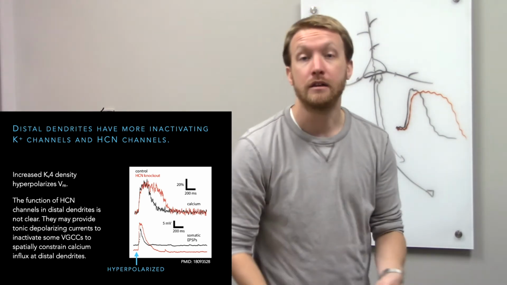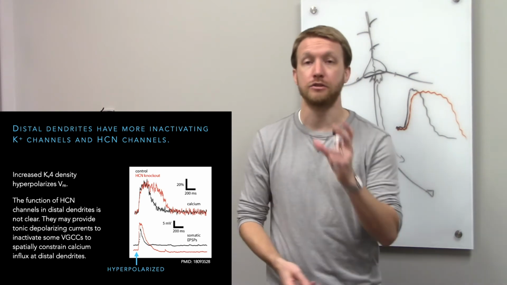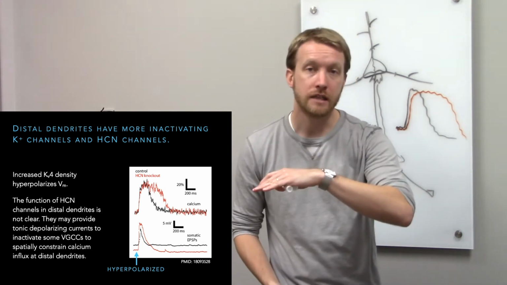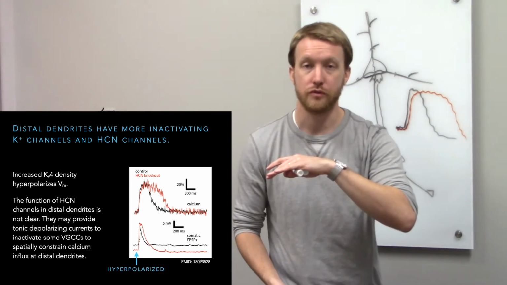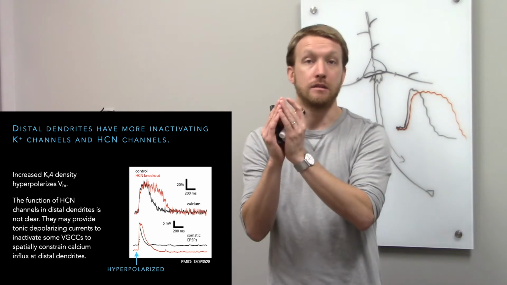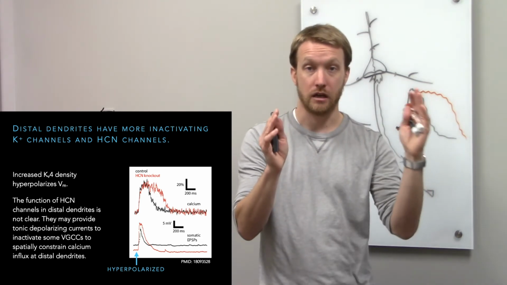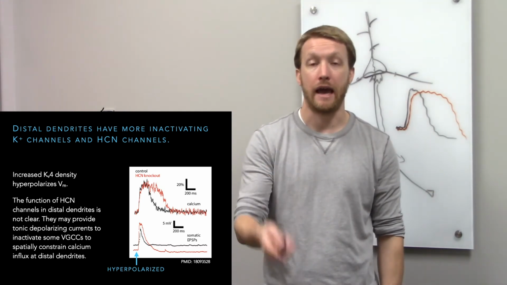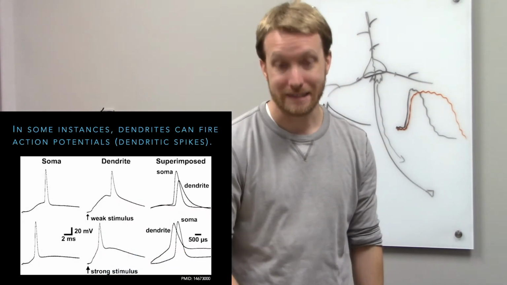So we have a variety of ion channels. That's all it is. You should be able to look at this and make sense of what's going on. It makes sense that it's hyperpolarized because we've removed depolarizing currents. And it makes sense that the postsynaptic potentials last a lot longer because we haven't inactivated as many of the active conductances in the dendrites.